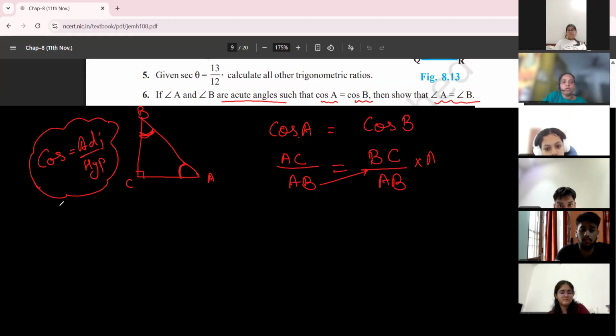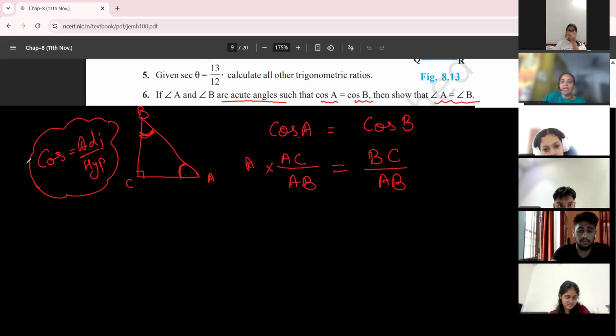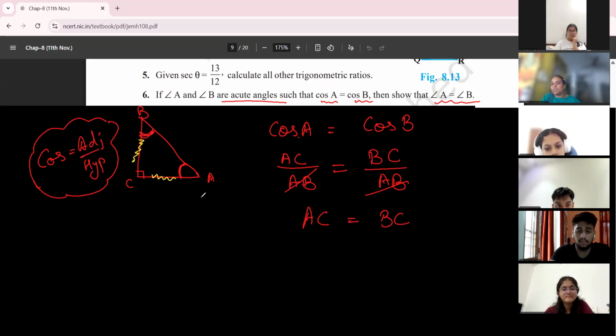Or you could think of it as multiplying AB on both sides. So when you multiply AB on both sides, then also these both get cut. Right or not? So anyways you can think, but AB and AB can get cut and simplified, right? So that means AC is equal to BC now. This means this side is equal to this side. What can I say about this triangle now? This is an isosceles right angle triangle.